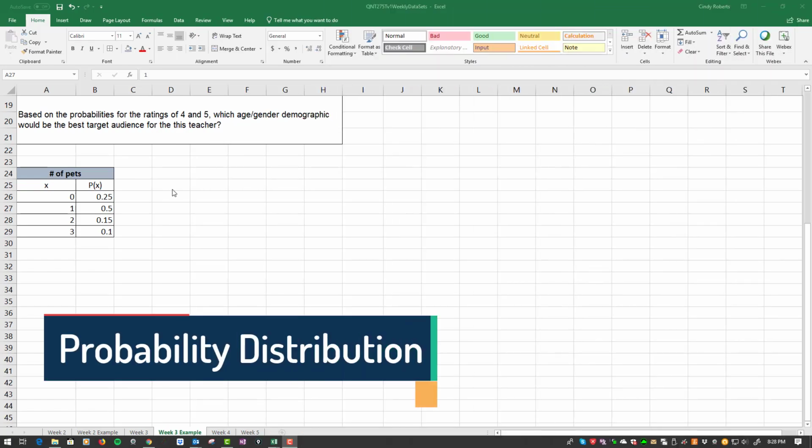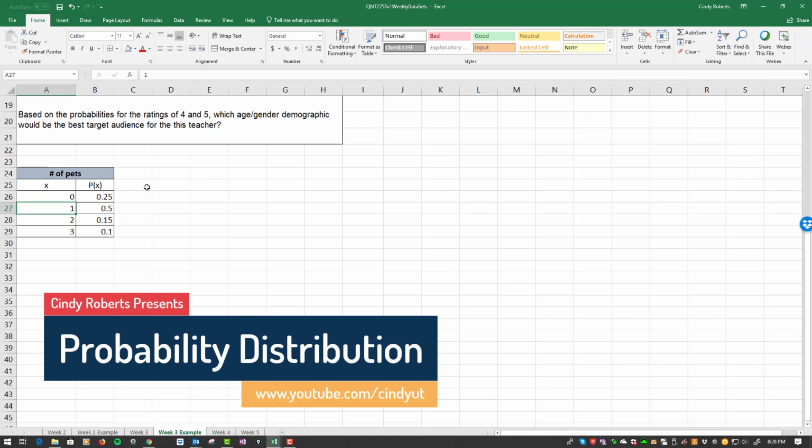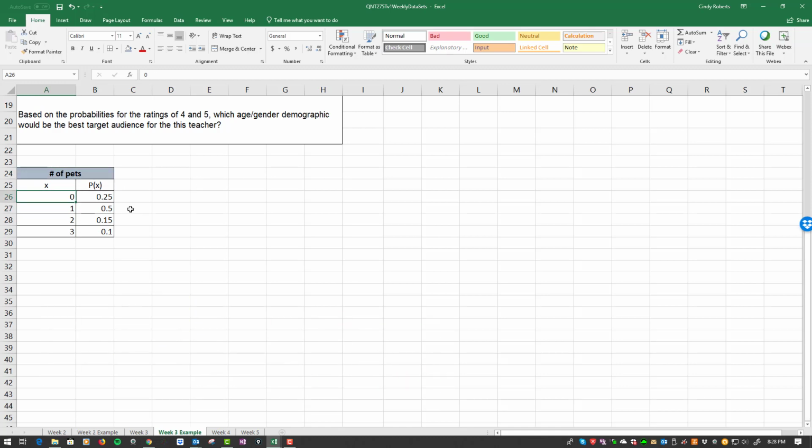Okay, let's say I sampled a bunch of people and I came up with this probability distribution of the number of pets they own. So in other words, the 0, 1, 2, 3 is the number of pets. The P of X is the probability based on that particular X. So the probability that they have no pets is 0.25, the probability of 1 pet is 0.5, and so on.